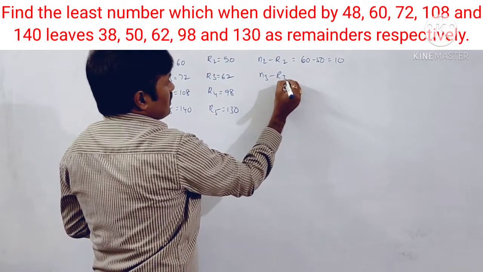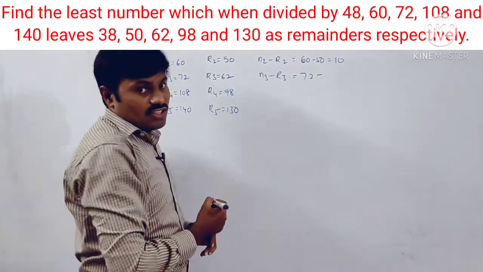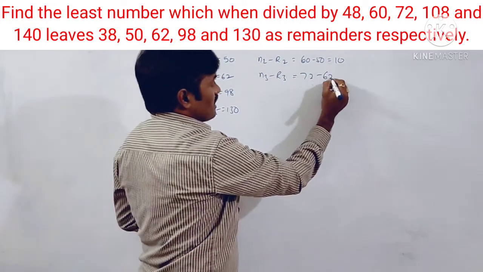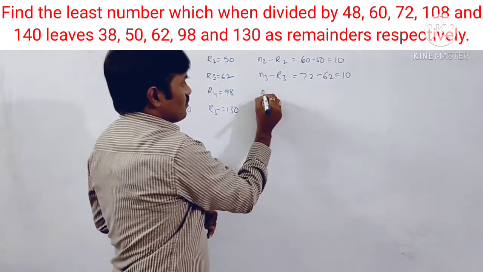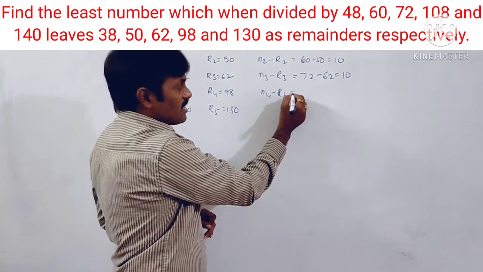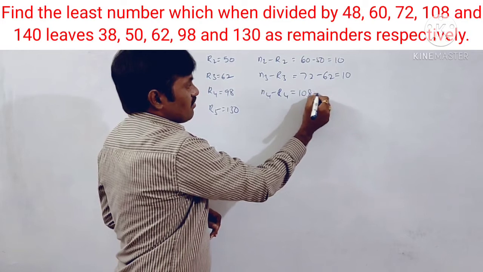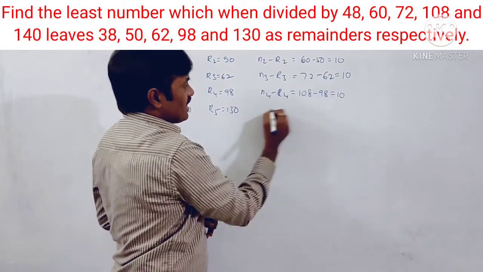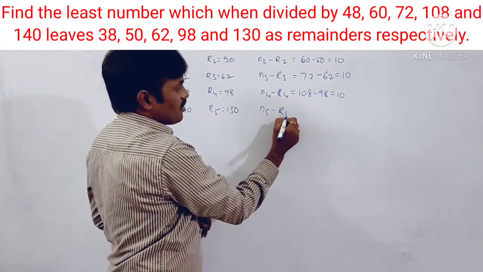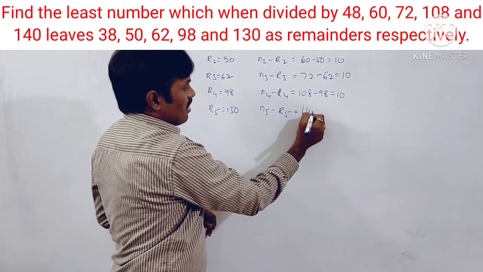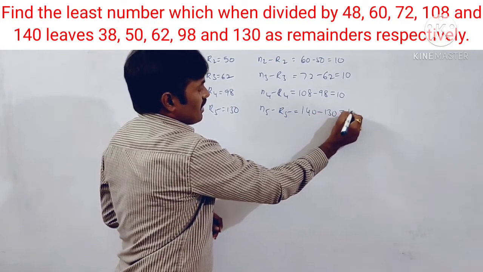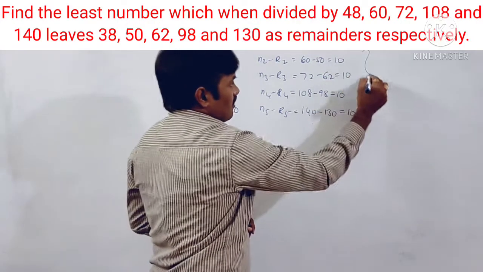n3 minus r3, that is 72 minus 62, which is 10. So if you observe, the common difference is always constant, that is 10. In each case we are getting 10. So n5 minus r5 is how much? That is 140 minus 130, which is equal to 10. So this is the common difference here.